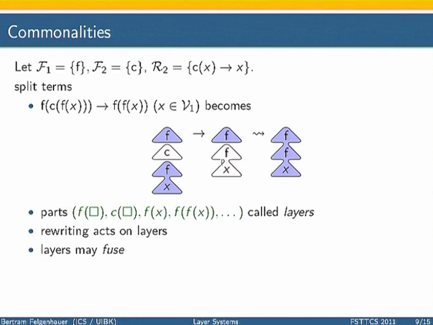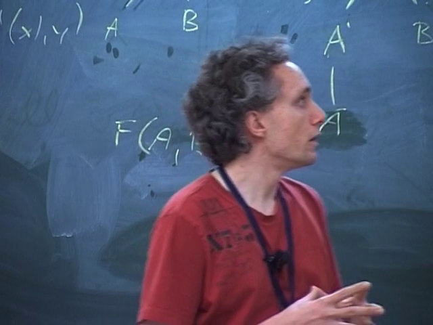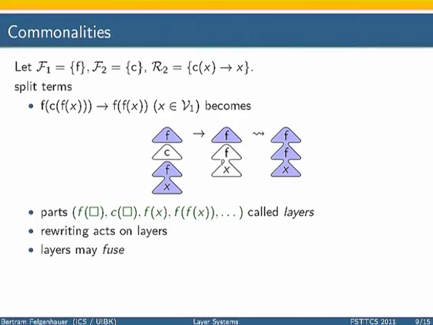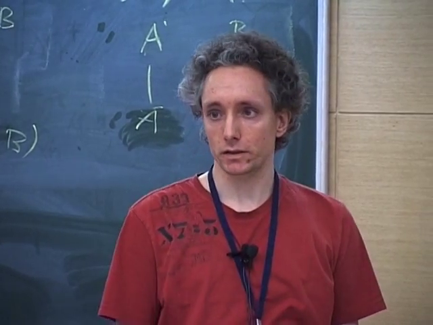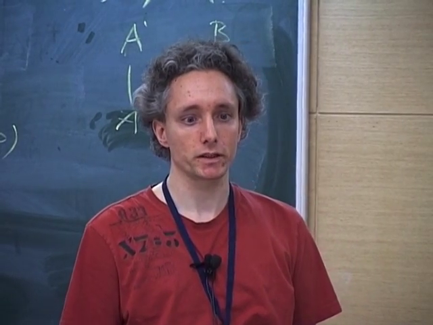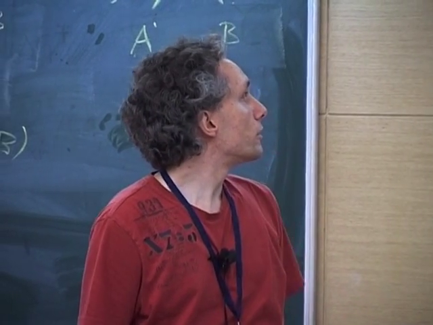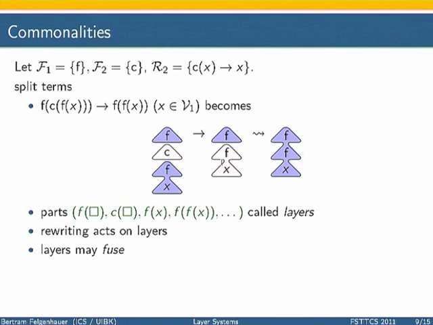And the second common concept here is that these terms can be broken into parts, in this case, f applied to a whole that can be replaced by other parts and so on. These occur in all these proofs, and we call them layers. Rewriting, that's also common, acts on layers pretty much independently. And as I have already shown, layers can fuse.